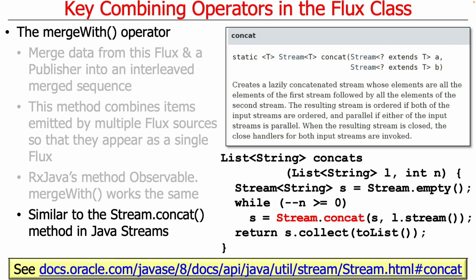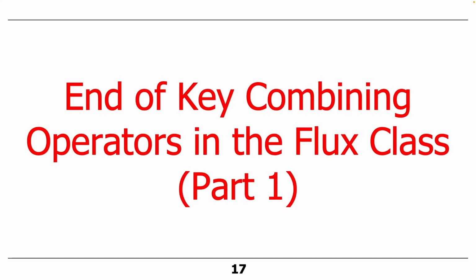And using streams, we say, make me an empty stream, and then while we haven't iterated through this thing down to 0, take the existing stream which is empty initially, and concatenate the list at the end of it, making a new stream, and keep doing that until we end up with the final result, and then take that stream S and collect it into a list. So just fun with streams, illustrating how you can do something like merge with a stream. This is really more like concatWith, but same kind of idea. OK, so that's the end of the overview of combining operators in the Flux class.